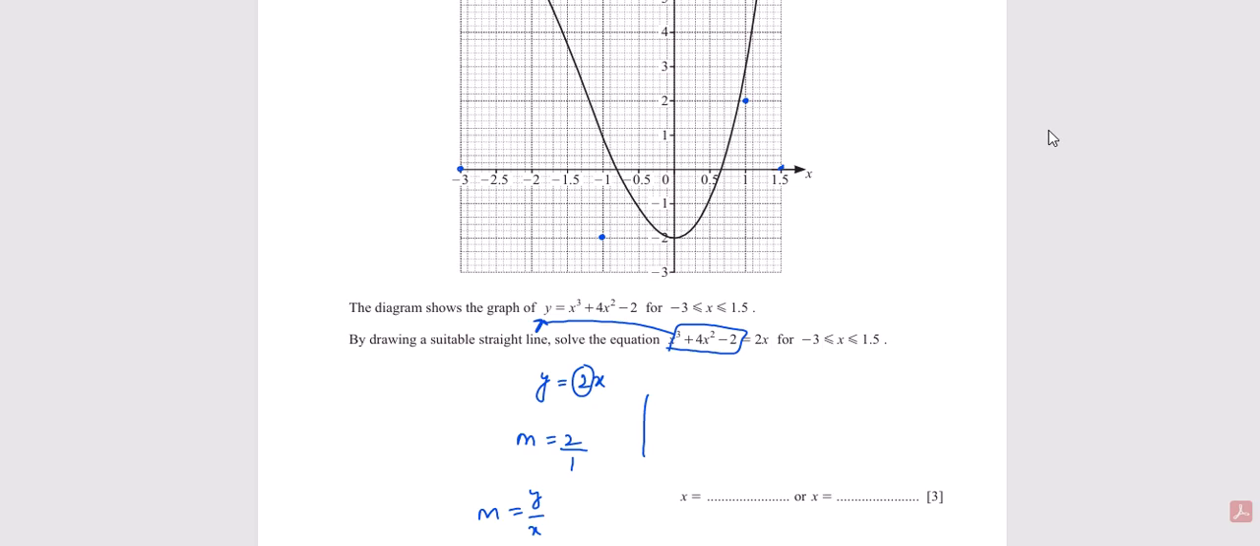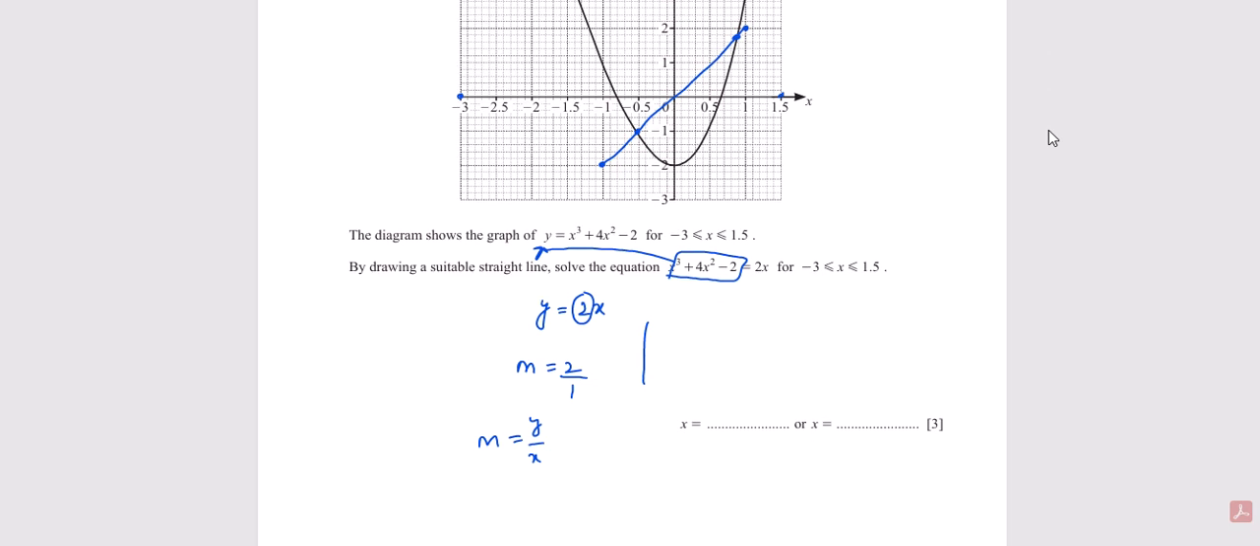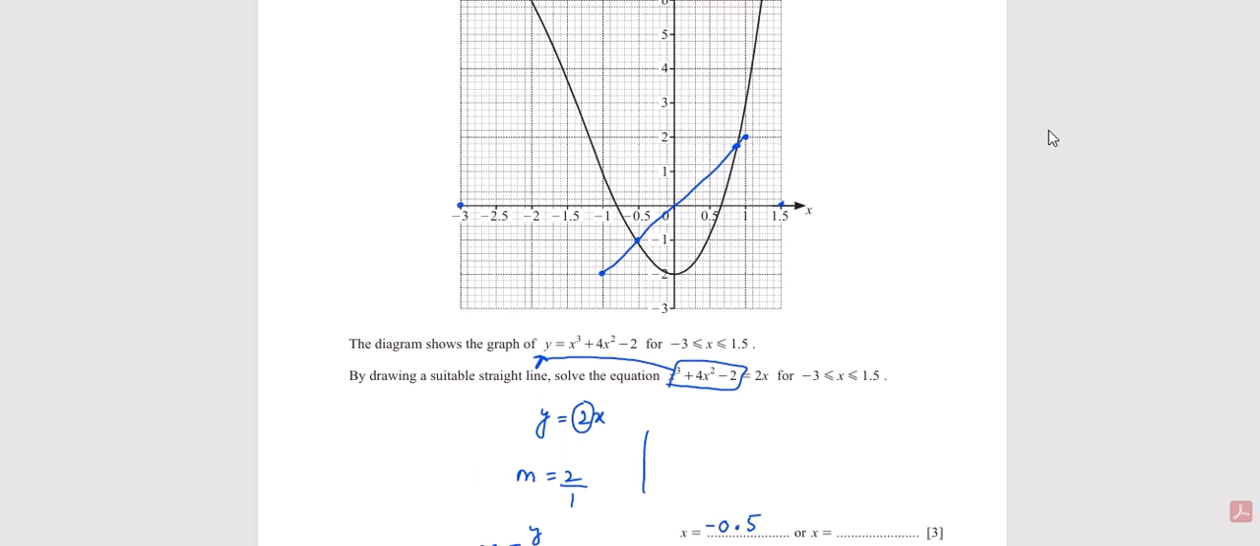So draw this line. We find this point and this point, and this point is equal to 0. This point is minus 0.5, and x is 0.9. We use the small box, and this one is equal to 0.9.